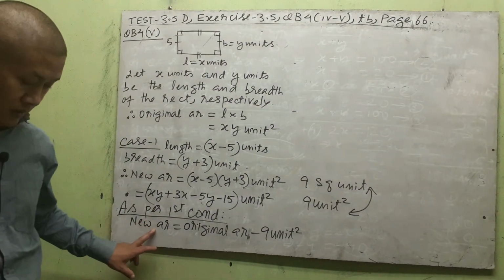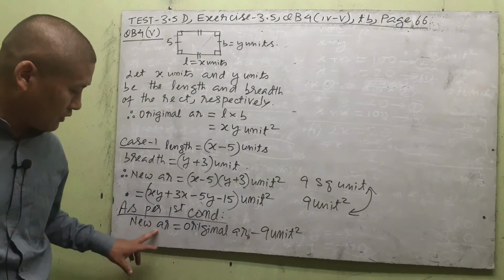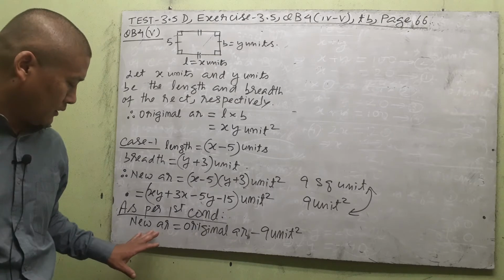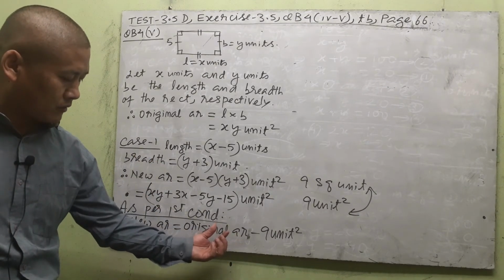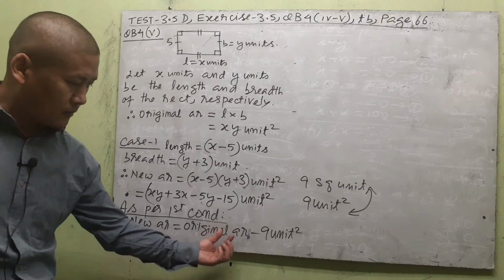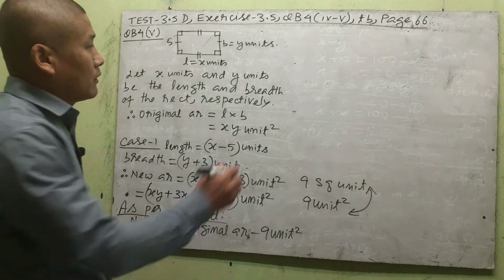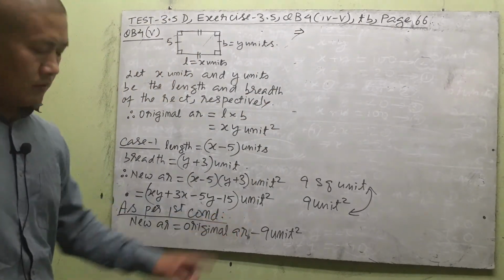So the question in the first condition is saying the new area gets reduced by 9 square units, meaning the new area will be original area minus 9 units square, because this new area is smaller than the original. Original is bigger, so smaller than the original by 9 units. So minus 9. Reduced means minus. Okay, so here in the format that I'm writing, it will come out as minus.